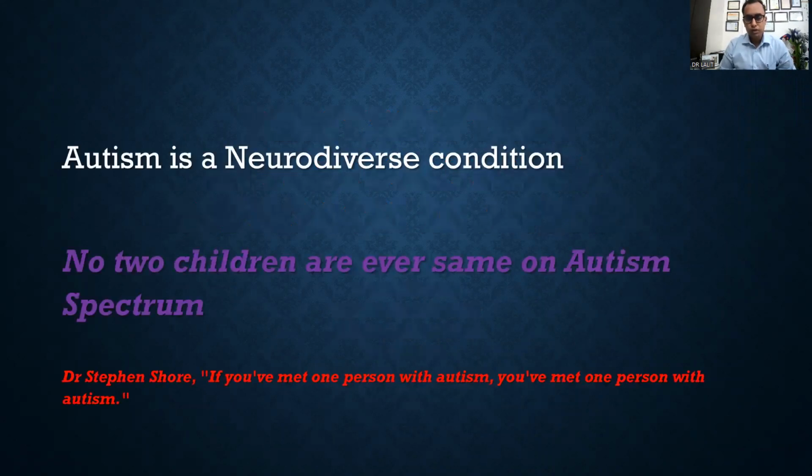We know that autism is a neurodiverse condition. So no two children on the spectrum are ever the same. If 100 kids are standing in a row, no two children will ever be the same on the spectrum. This is a very famous statement given by Dr. Stephen Shaw: if you have met one person with autism, you have met one person with autism. That means the presentation is totally different. Each and every child cannot be tailored to the same approach. It needs to be tailored as per their needs, findings and abilities.